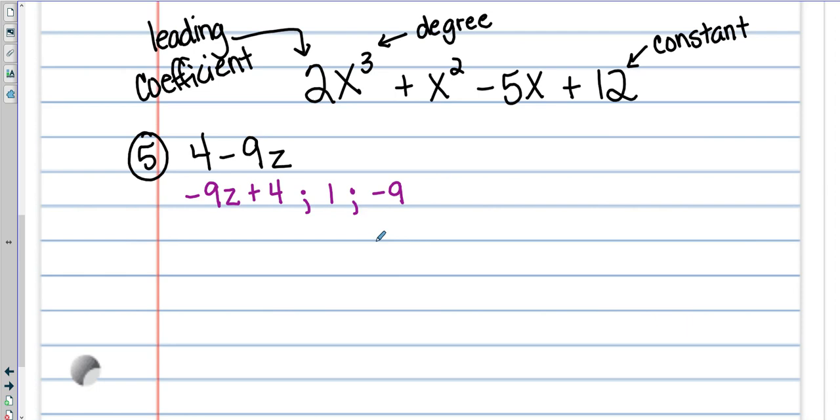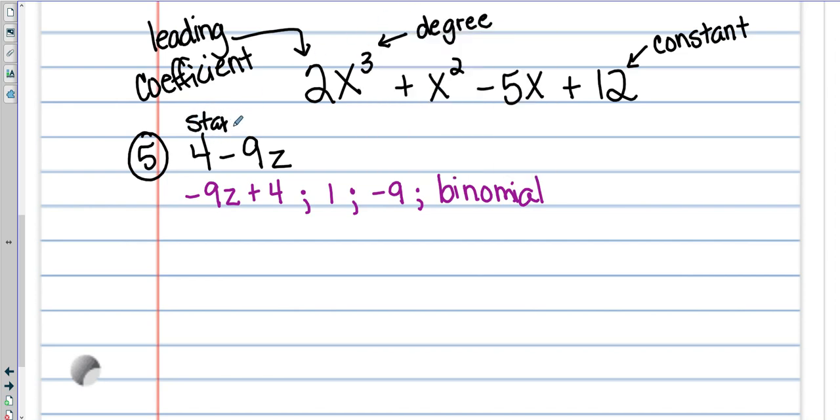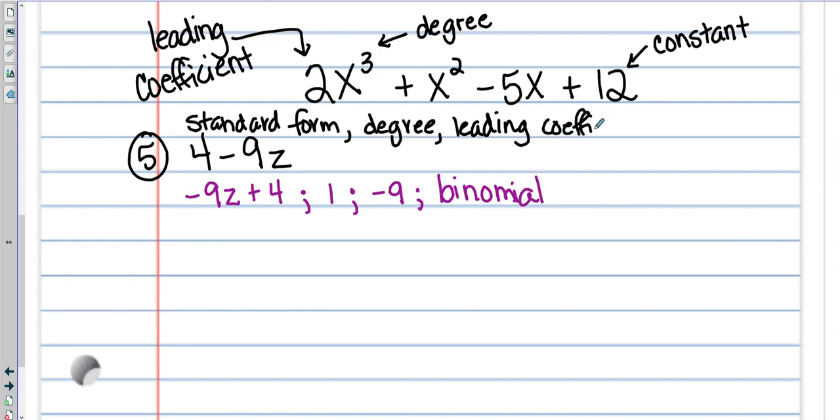And then it asks you to classify the polynomial. So there's 2 terms. So because there's 2 terms, this is called a binomial. Okay, so the directions asked you to write it in standard form. So that's the first answer. Then they wanted to know the degree, and then the leading coefficient, and then classify the polynomial. Okay.